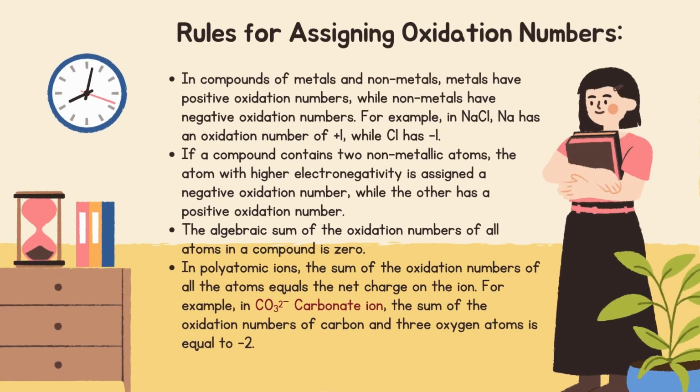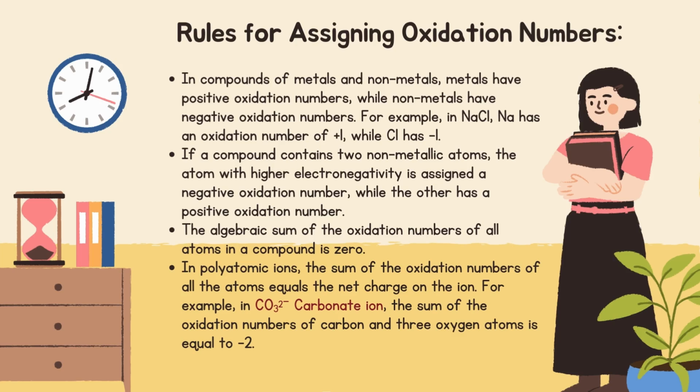In compounds of metals and non-metals, metals have positive oxidation numbers, while non-metals have negative oxidation numbers. For example, in sodium chloride, sodium has an oxidation number of +1, while chlorine has -1. If a compound contains two non-metallic atoms, the atom with higher electronegativity is assigned a negative oxidation number, while the other has a positive oxidation number.